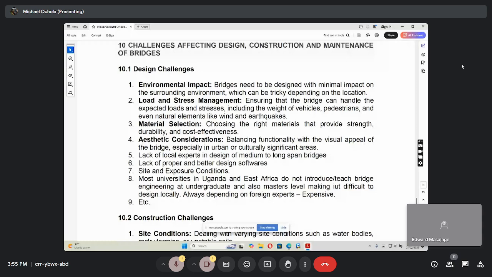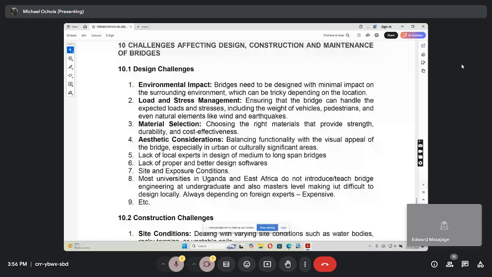So it's also important. Most universities in Uganda and East Africa do not introduce or teach bridge engineering at undergraduate and also master's level, making it probably difficult to design locally, always depending on foreign experts, which is expensive. And also, we limit our exposure of the youngsters, because even when you send them to attend design or construction, they will not show them everything. So that's what you need to, and many more.